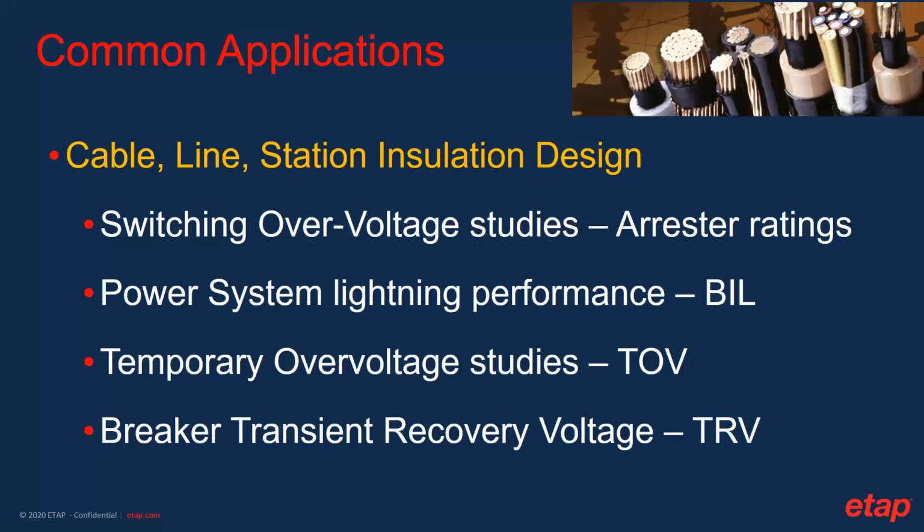Another common application is the voltage across a circuit breaker when you try to interrupt a current, a fault current or normal load currents. The voltage that appears across the breaker is called transient recovery voltage, and you have to perform electromagnetic transient studies to verify that the transient recovery voltage is within the capability of the breaker. So these are traditional, common, fast transient applications of electromagnetic transient simulations.